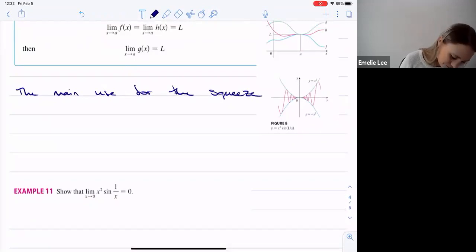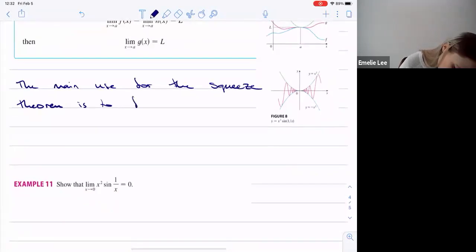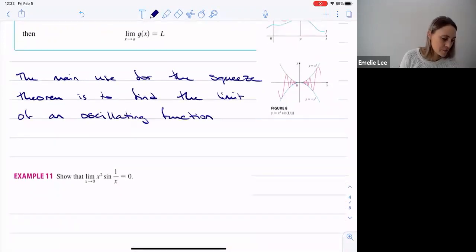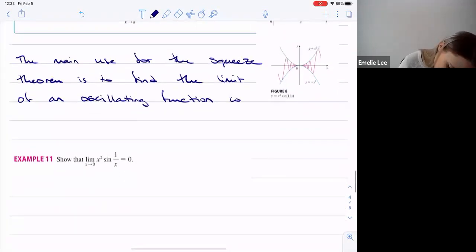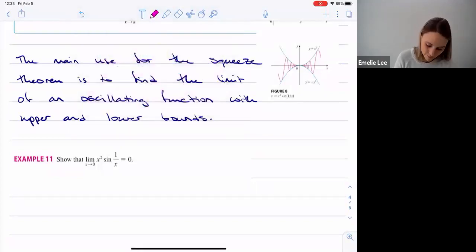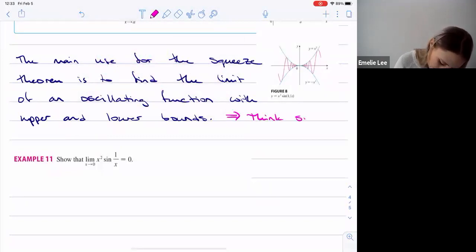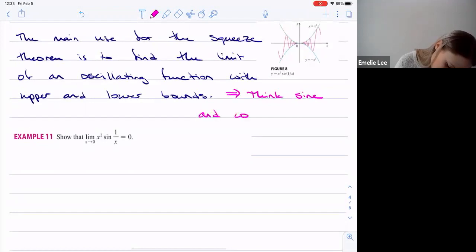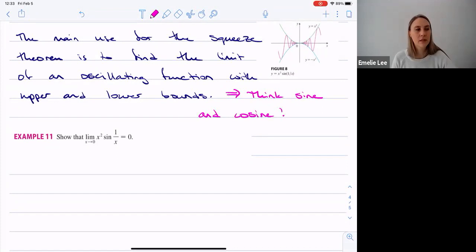So the main use for the squeeze theorem is to find the limit of an oscillating function with upper and lower bounds. Think sine and cosine.